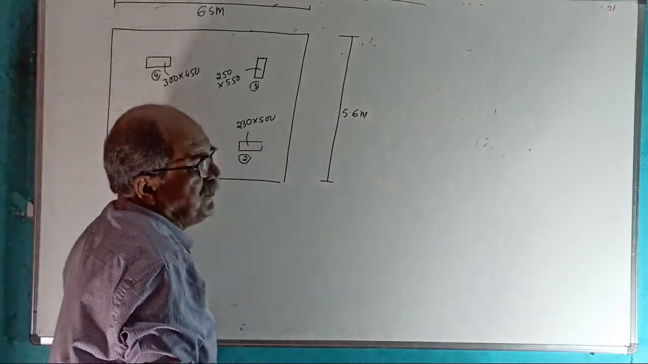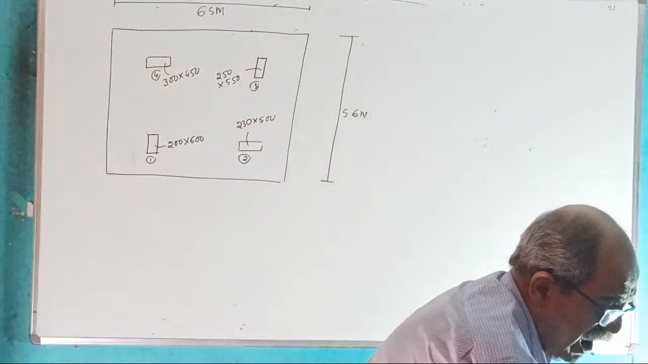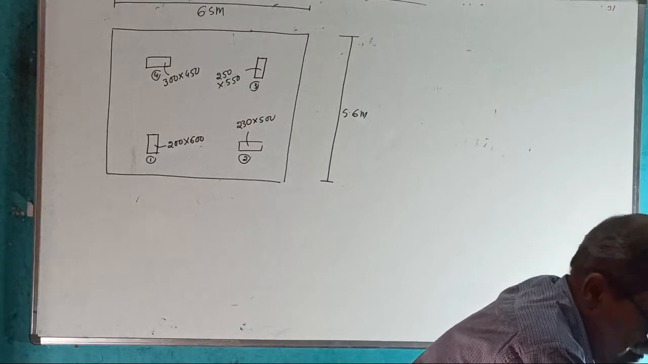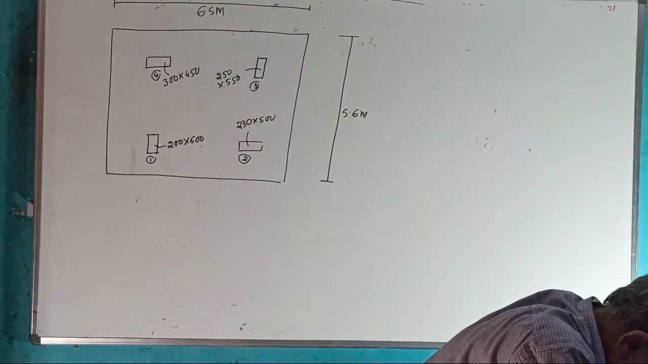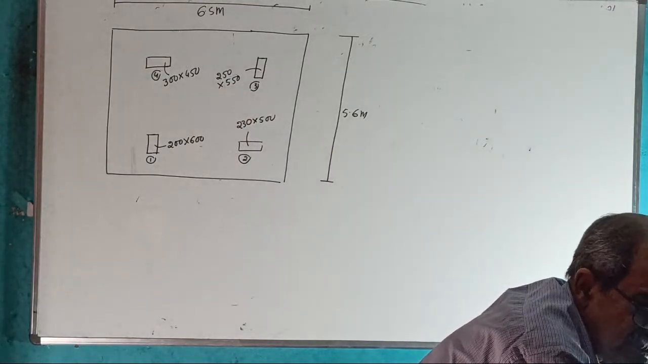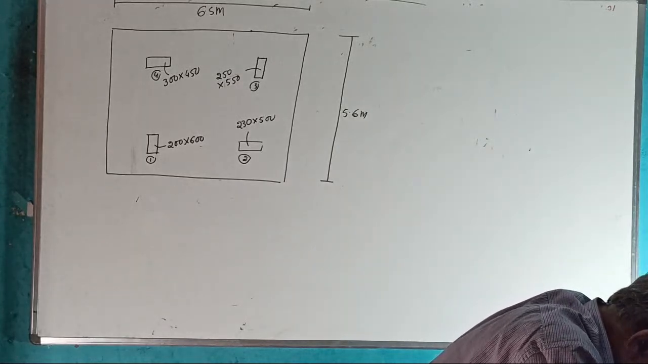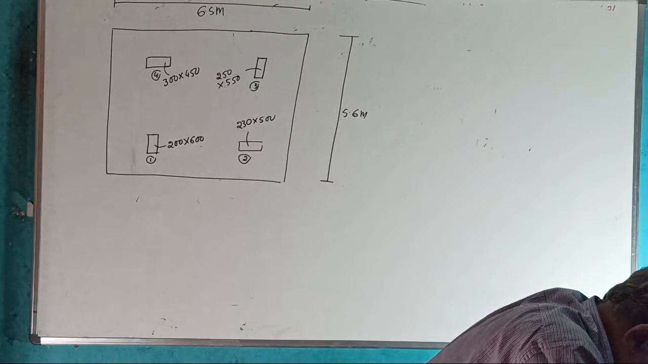All writing visible for you? Tell me. All writing visible for you or not? First, I will thoroughly explain this raft footing pressure now. All written values visible for you? Because I wrote it smaller.